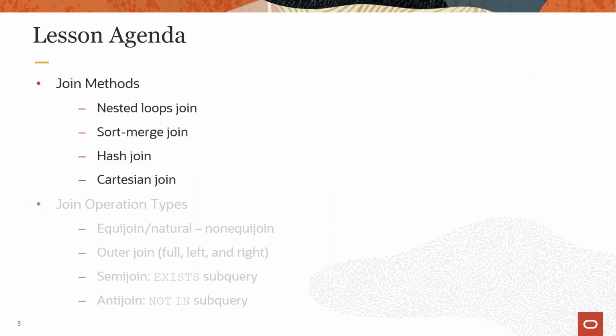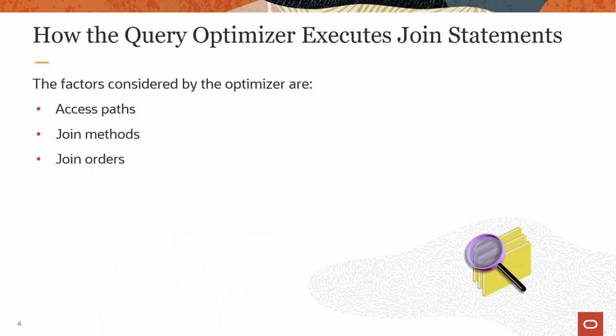The first topic that we're discussing in this chapter are the join methods. We're going to discuss what is a nested loop join, what is a sort merge join, what is a hash join, and what is a Cartesian join. If the optimizer has to build up an execution plan for a join statement, it has to take several factors into consideration. One of them being the access paths.